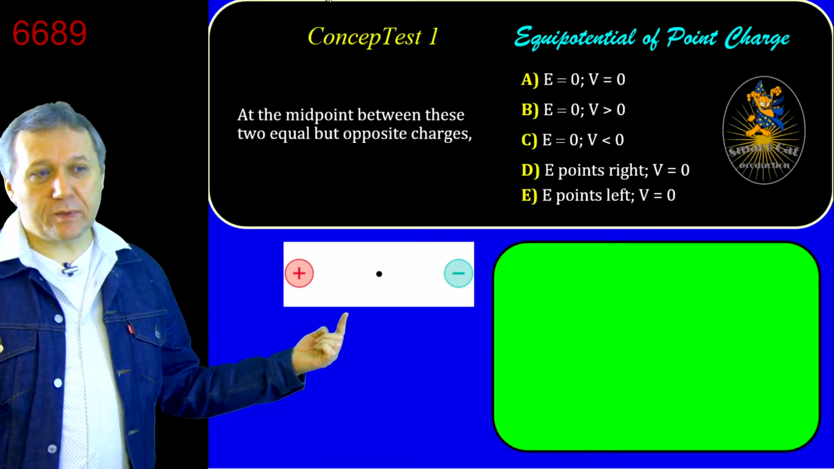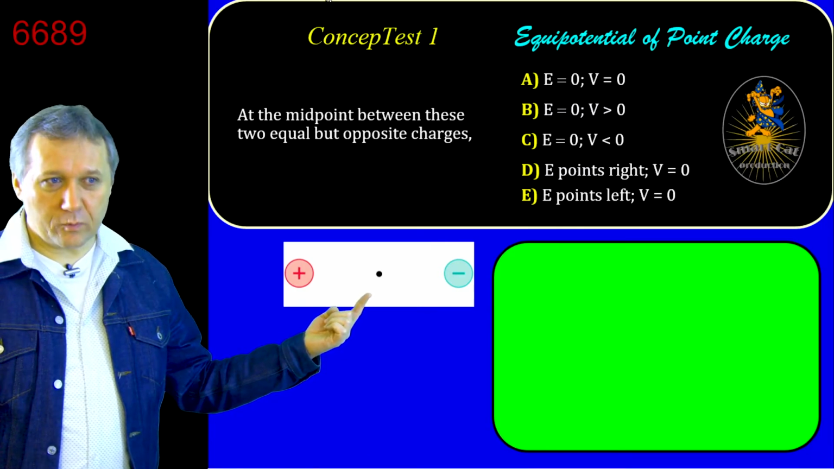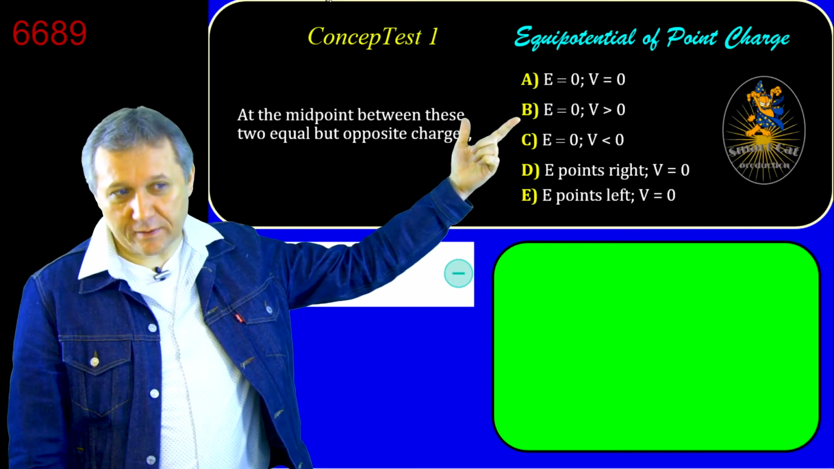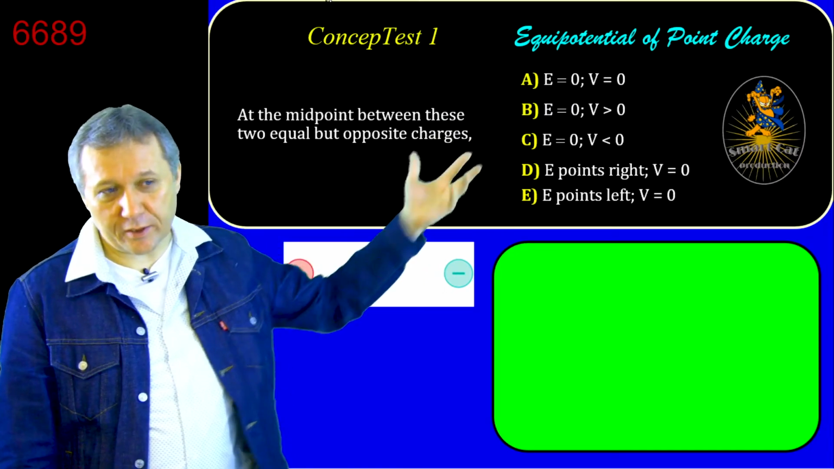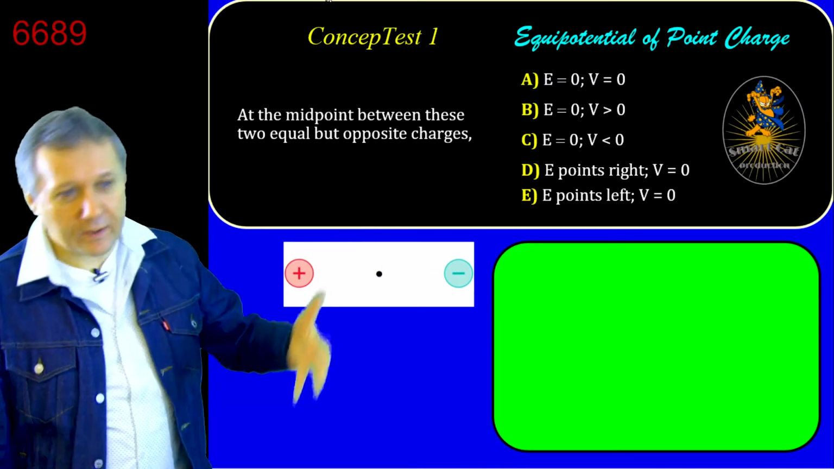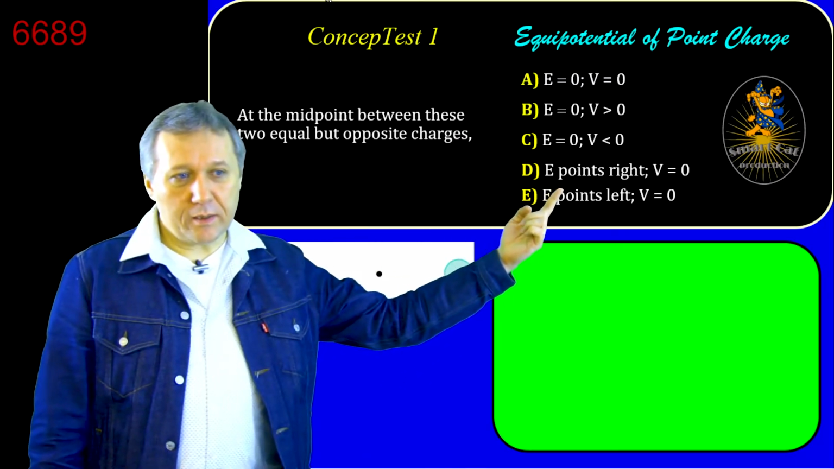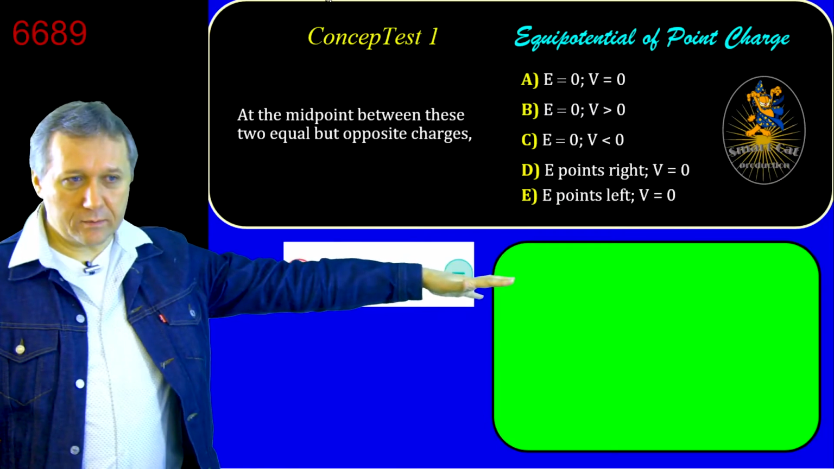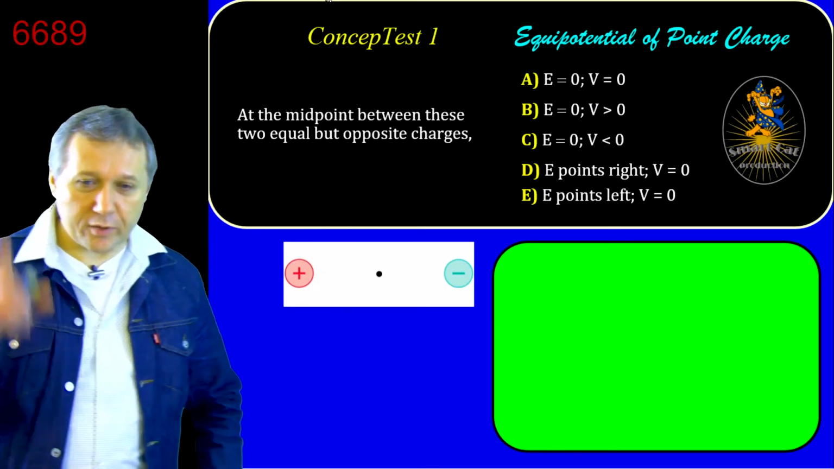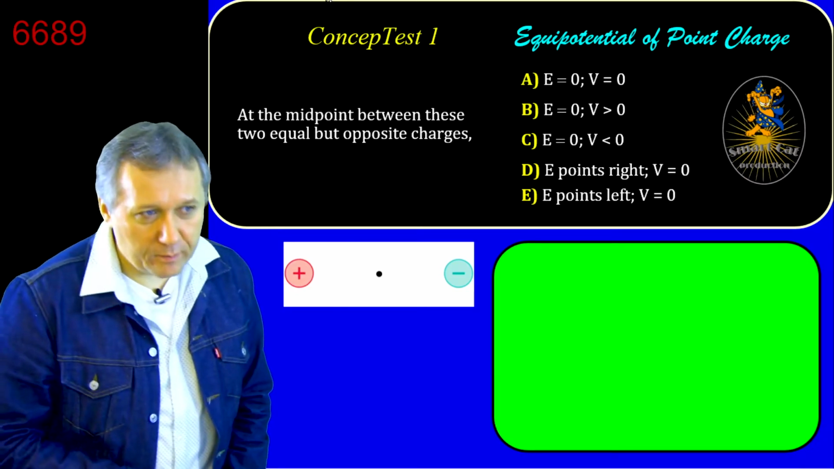So the question is about this midpoint. Which statement is correct about the electric field and the electric potential? Electric field 0, potential 0. Electric field 0, potential positive. Then 0, negative. Then E points to the right, electric potential 0, or E points to the left, potential 0.